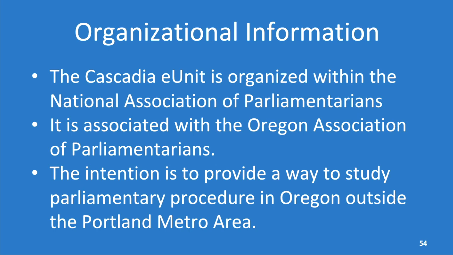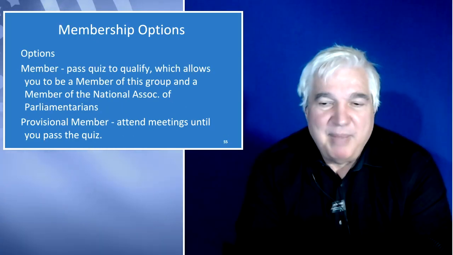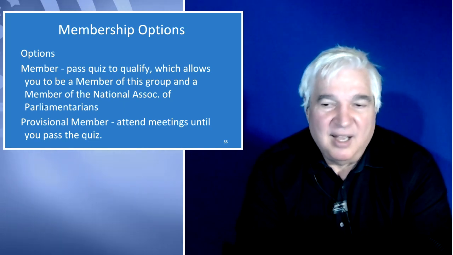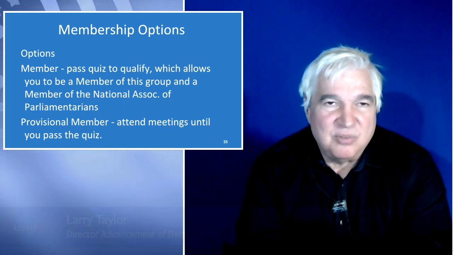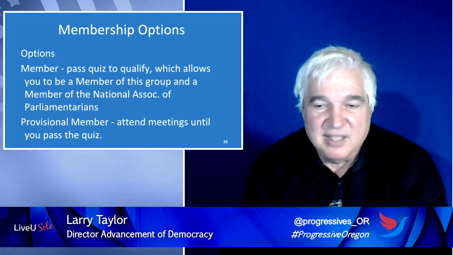And the intention is to provide a way to study parliamentary procedure in Oregon outside of the Portland metro area, although anyone is welcome to join us from anywhere. Because of the internet not having boundaries, we welcome anyone. The options for membership: you can be a member of the National Association of Parliamentarians by passing a quiz. And to pass a quiz, it's really just reading one fairly easy book and understanding the concepts.